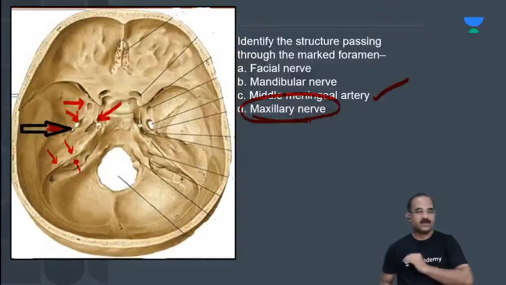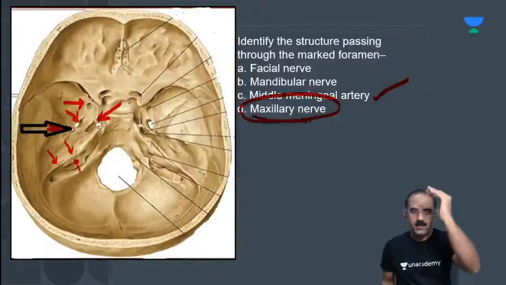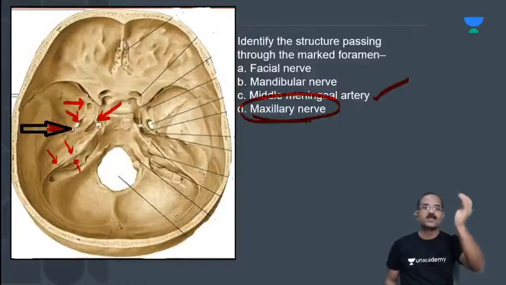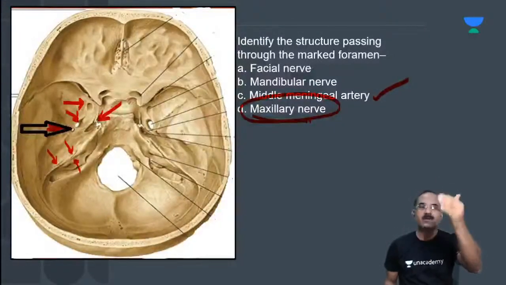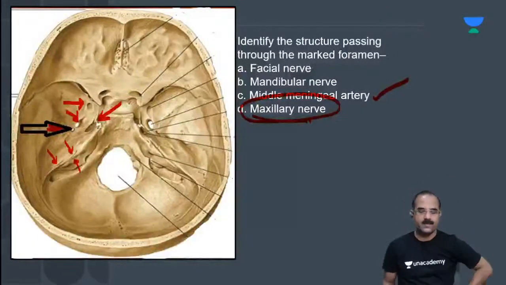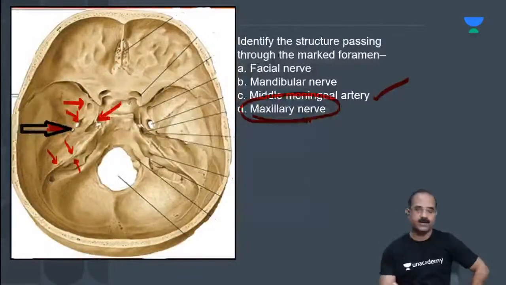Yes, and which is this foramen? That's the internal acoustic meatus. And what passes through the internal acoustic meatus? The 7th nerve, the 8th nerve, and the labyrinthine artery. 7th nerve, 8th nerve, and labyrinthine artery.